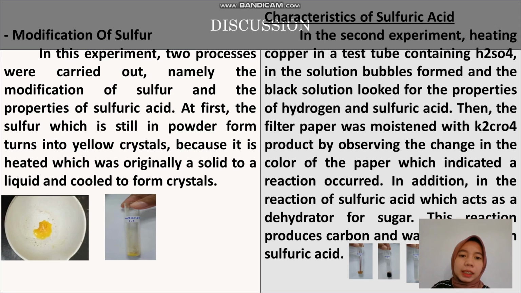Characteristic of sulfuric acid. In the second experiment, when heating the test tube containing H2SO4, bubbles formed in the solution and the liquid turned black, showing the properties of hydrogen and sulfuric acid. Then, the filter paper moistened with K2CrO4 showed a color change, which indicated a reaction occurred. In addition, in the reaction where sulfuric acid acts as a dehydrator for sugar, the reaction produces carbon.